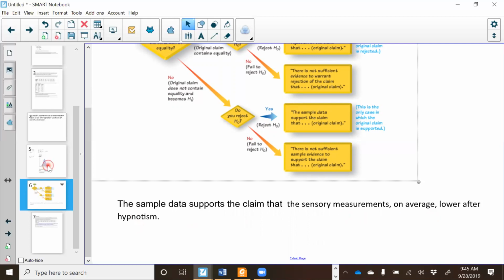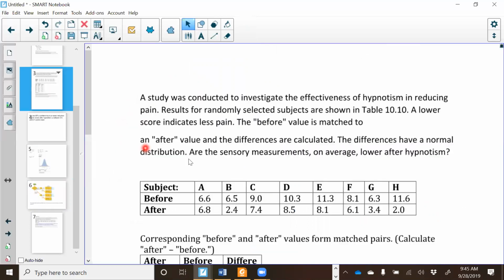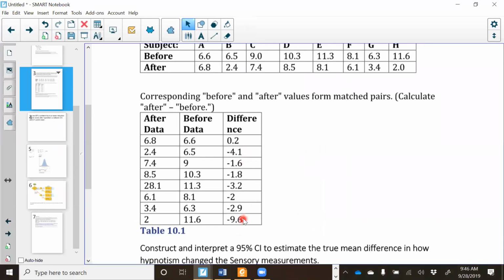The tricky part is deciding on the hypotheses, then getting the data you need, the differences or whatever. What I did earlier is I found the mean and the standard deviation for those differences. That list of differences right here. If you find the mean and the standard deviation, often with significance tests out of textbooks, they'll give you the mean and the standard deviation.